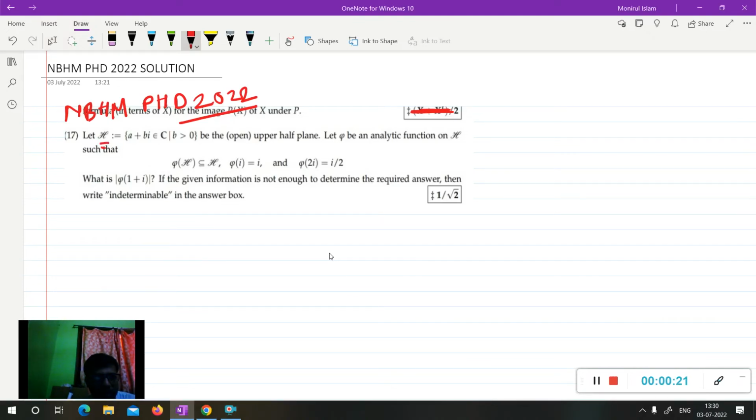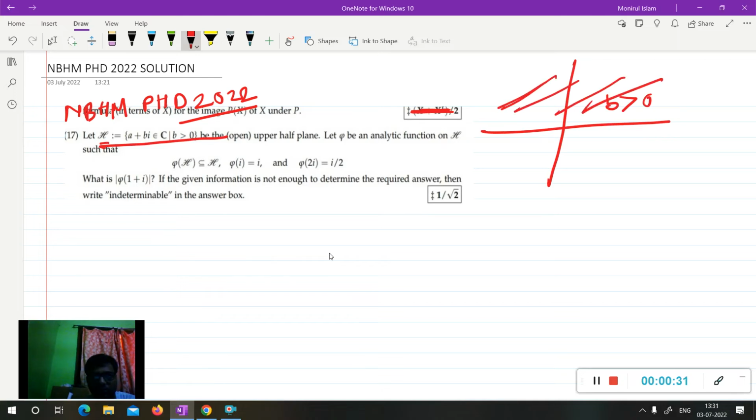H equal to a plus ib where b greater than 0 means the upper half plane. Given the upper half plane a plus ib, b greater than 0, this is the upper half plane, denoted by H. The open upper plane means the axis is not included.